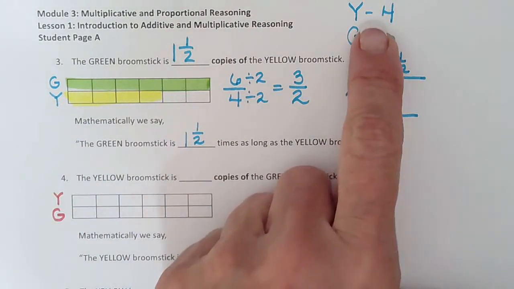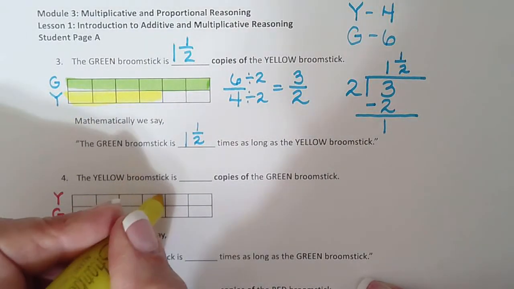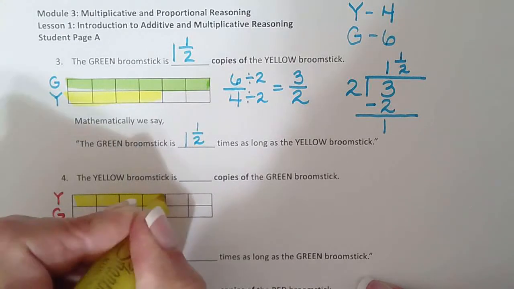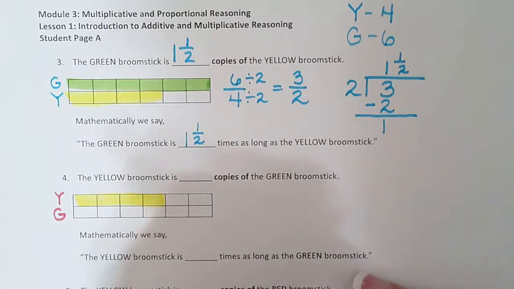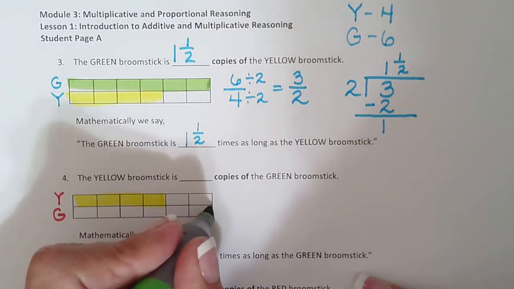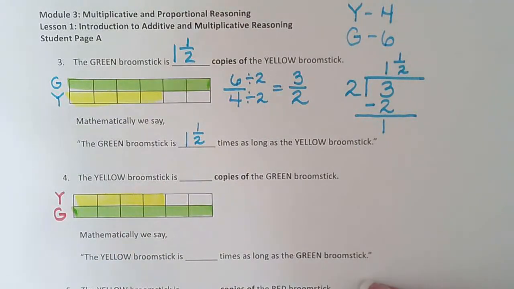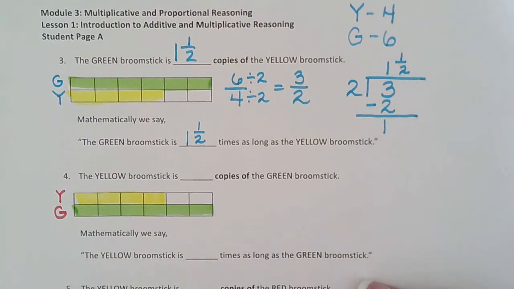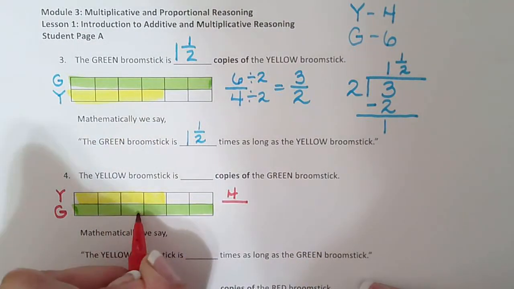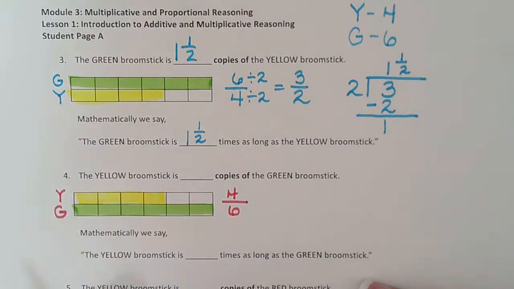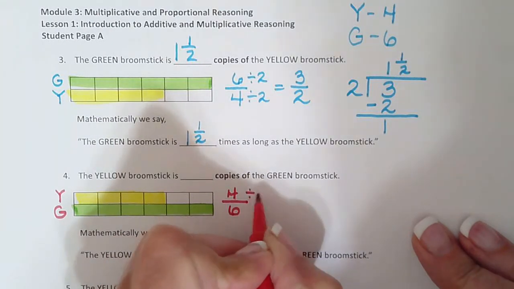So yellow we said was 4. So let's color 4 yellow. And the green is 6. So color in 6 squares for green. And so this one is going to be 4 divided by 1, 2, 3, 4, 5, 6. Again, that is not a simplified fraction. So we're going to want to divide both of those by 2.